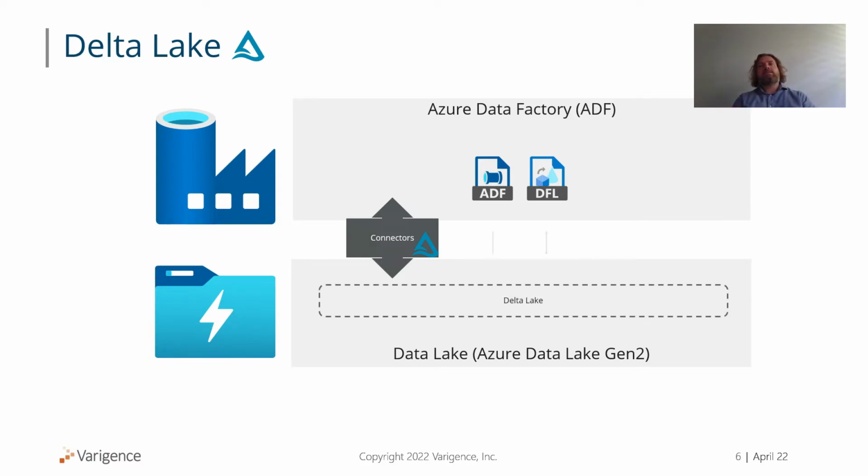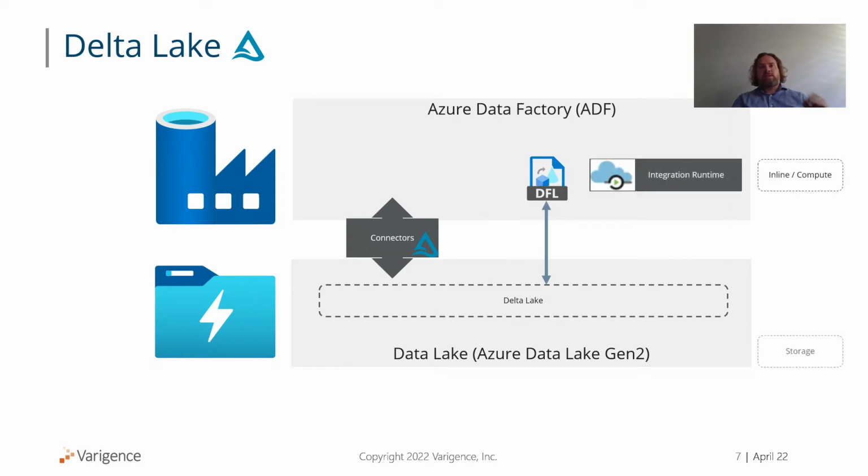Delta Lake is an open storage layer that can be used on top of Azure Data Lake Gen 2, where it provides basic transaction control features, the ACID guidelines that I mentioned in the introduction, to what is otherwise a file-based data lake. Even better, mapping data flows can use Azure Data Factory integration runtimes for the compute without requiring a separate cluster that hosts the Delta Lake layer.